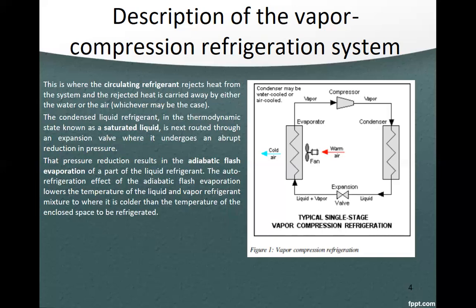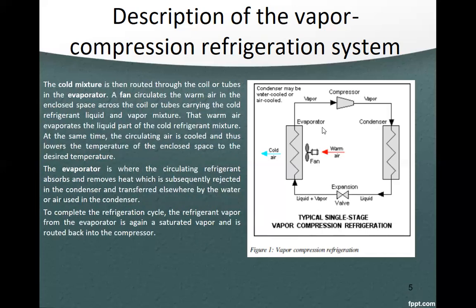Okay. The condensed liquid refrigerant, in the thermodynamic state known as saturated liquid, is next routed through an expansion valve where it undergoes an abrupt reduction in pressure. So remember the refrigeration theory, okay? That pressure reduction results in the adiabatic flash evaporation of a part of the liquid refrigerant. The auto-refrigeration effect of the adiabatic flash evaporation lowers the temperature of the liquid and vapor refrigerant mixture to where it is colder than the temperature of the enclosed space to be refrigerated.